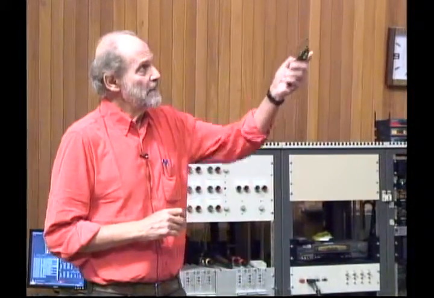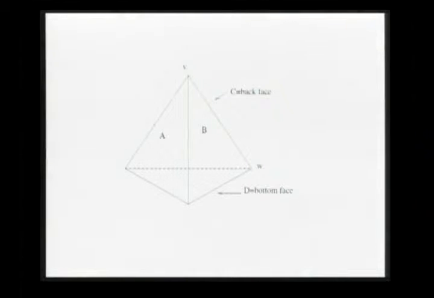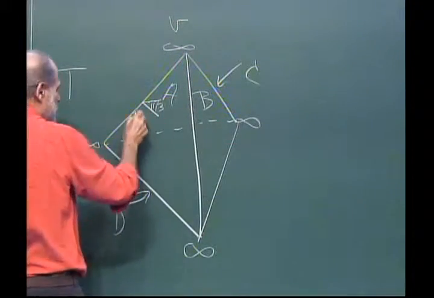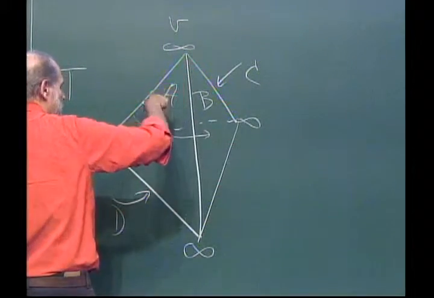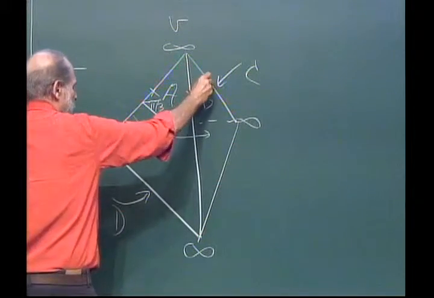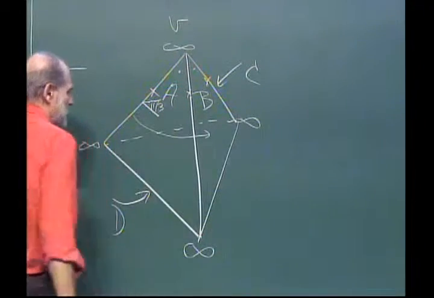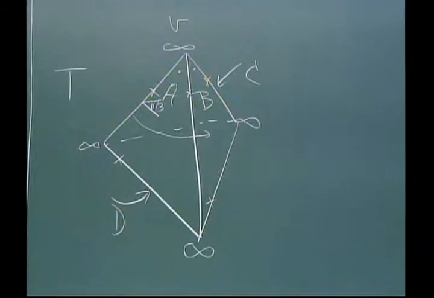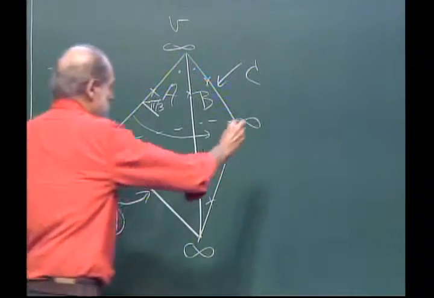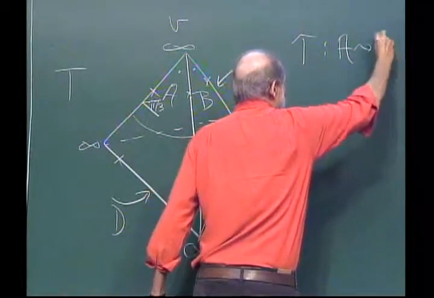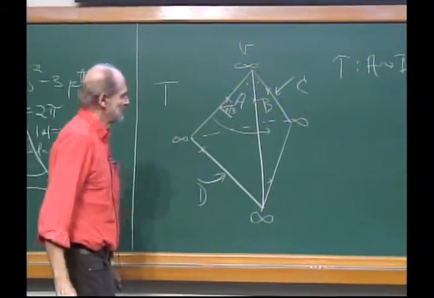How are we going to identify A with B? We'll do a rotation by 2π/3 about the top vertex V. Here's V. I'm going to identify this face with this face by the rotation by 2π/3 that takes this face to this face. So this point will be identified with this point, a point here with this point, etc. That's the way we identify A with B. So we take this tetrahedron T and identify A with B by that rotation by 2π/3 around V.